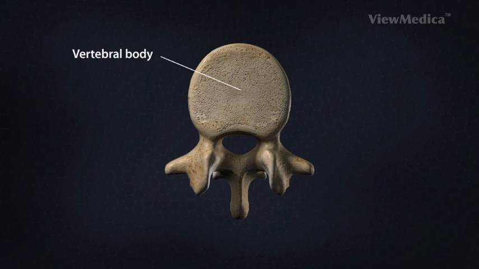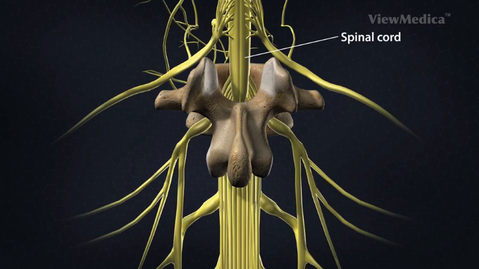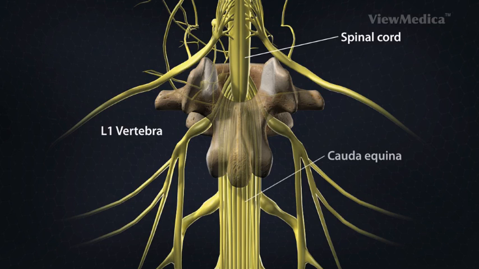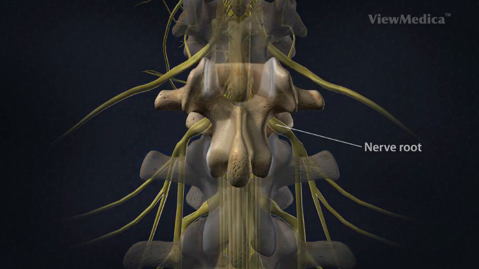Behind the vertebral body is the vertebral canal. The spinal cord travels through this channel. The spinal cord is the main bundle of nerve fibers connecting the brain to the rest of the body. The spinal cord ends near the L1 and L2 vertebrae, where it divides into bundles of nerve roots called the cauda equina. Exiting the sides of the spine are nerve roots, thick nerve branches that transmit signals between the spinal cord and the other parts of the body.